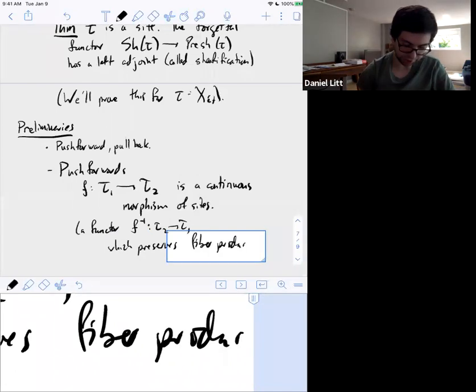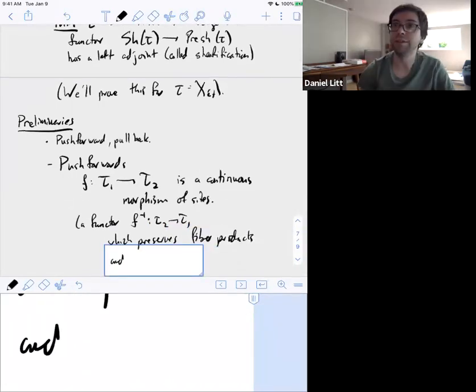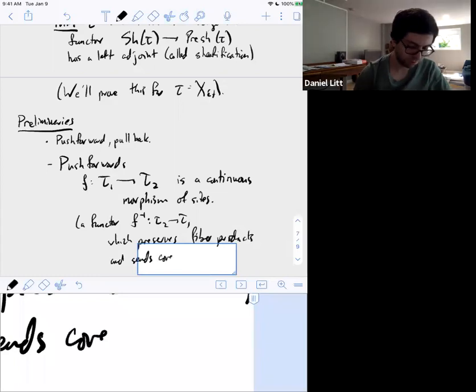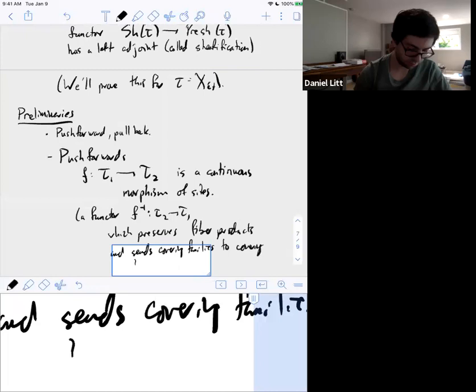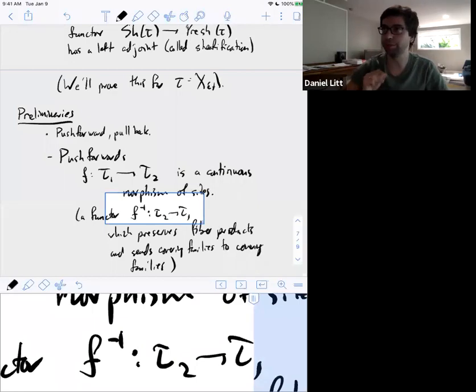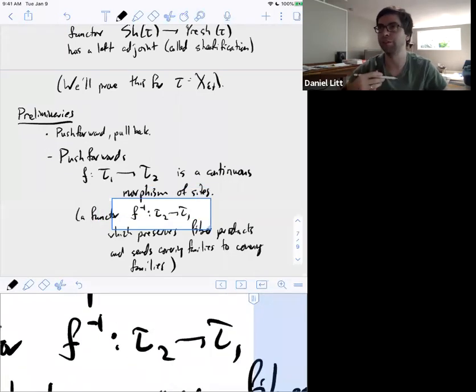So you're supposed to think this means it sends intersections to intersections and sends covering families to covering families. Just a reminder, this notation F inverse is supposed to be suggestive. The situation you should keep in mind is that if you have a continuous map of topological spaces, you can send open sets in the target to open sets in the source by taking their preimage through your map. So this functor F inverse you're supposed to imagine is taking preimages under a continuous map of spaces F.